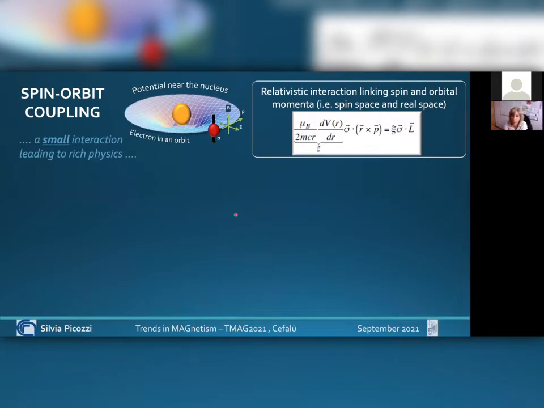So spin orbit coupling. What is spin orbit coupling? It's a relativistic interaction. It's a coupling of the orbital momentum and spin momentum, which you can see here. It's a scalar product, sigma dot L. And in most materials, avoiding very heavy elements like uranium or platinum, it's considered to be a small interaction.